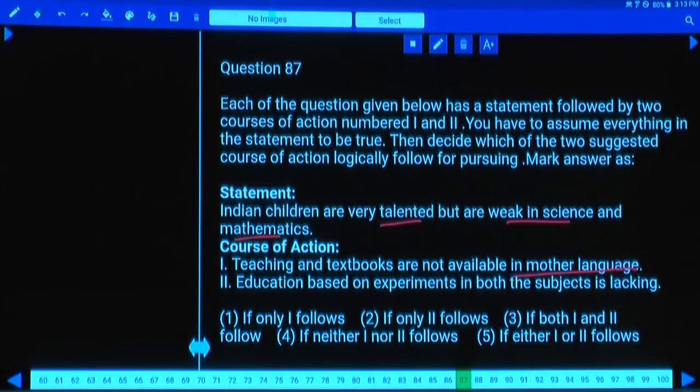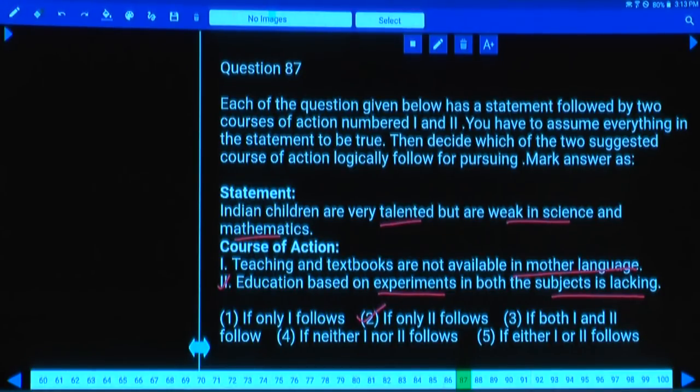Second one, education based on experiments in both the subjects is lacking. As it is lacking, this might be the reason. By implementing this one, that means if you increase the experiment based teaching, then there is a chance of increasing their strength or not. Hence, what is your answer here? Only 2, that is choice 2.